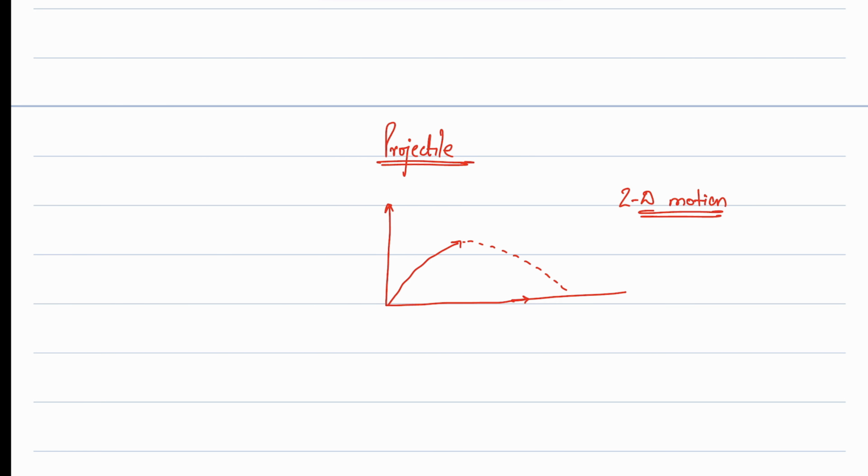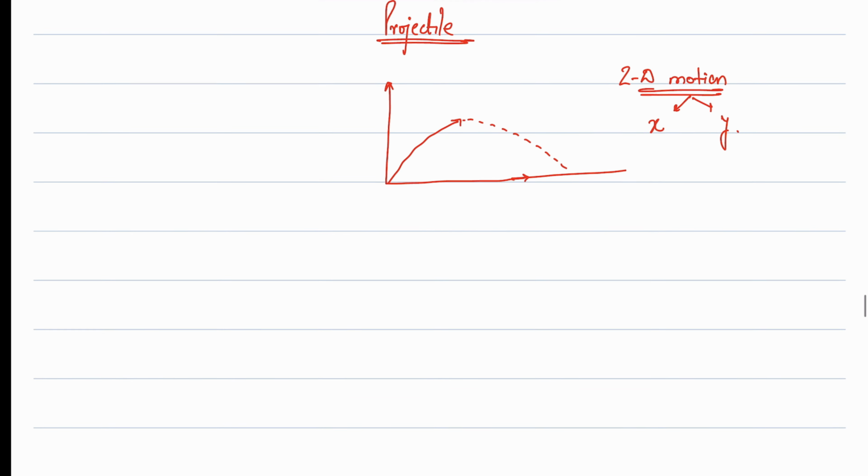Okay, the first word is called projectile. What is projectile motion? You need to understand. Let's say we have the y-axis and the x-axis. If I throw or launch something like this, and it travels and completes a curved path, this is called projectile motion. This is always two-dimensional motion. So whenever we solve anything, we have to solve along the x-axis and the y-axis.